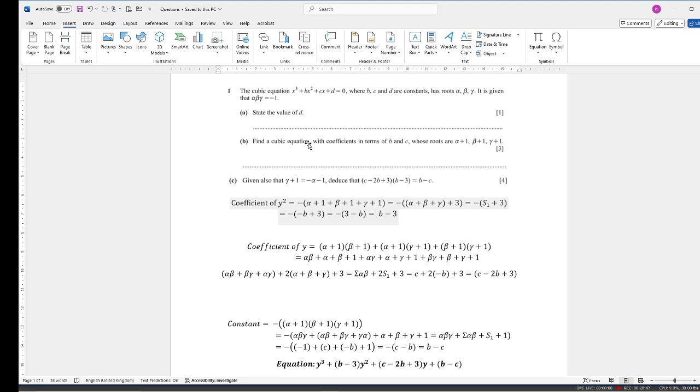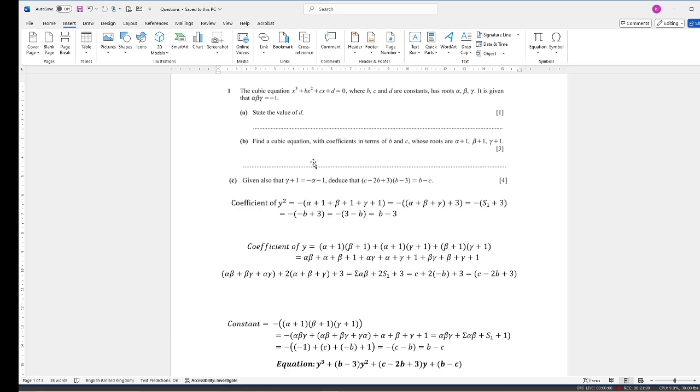So now we're going to have to find a cubic equation with the coefficients b and c. Normally you can use a substitution of y equals x plus 1 and then x equals y minus 1. But instead you can also use the relationships. How do we do this? It's really simple.